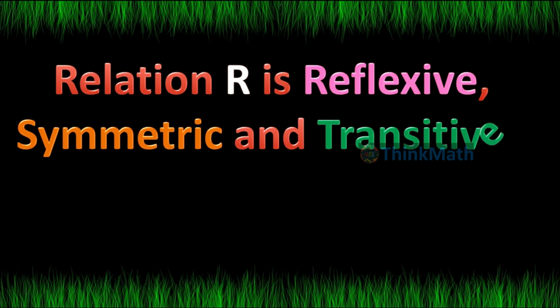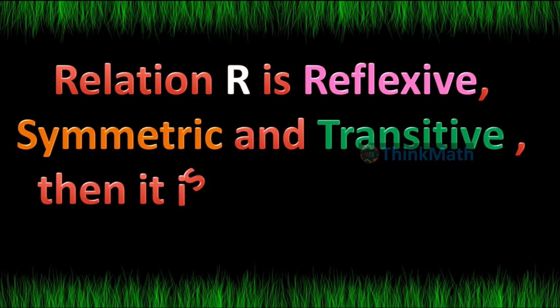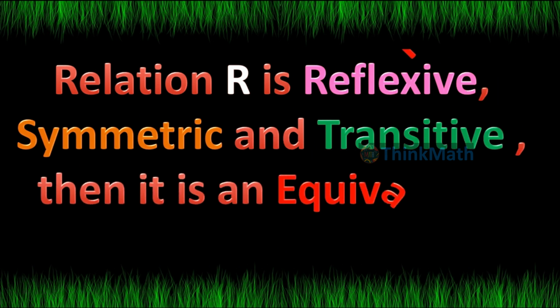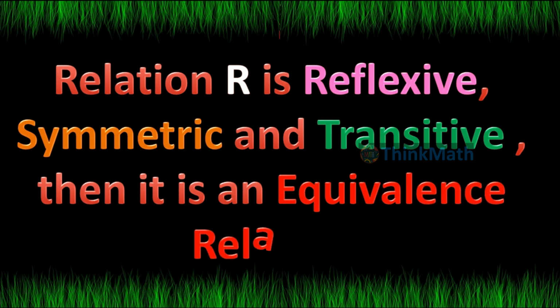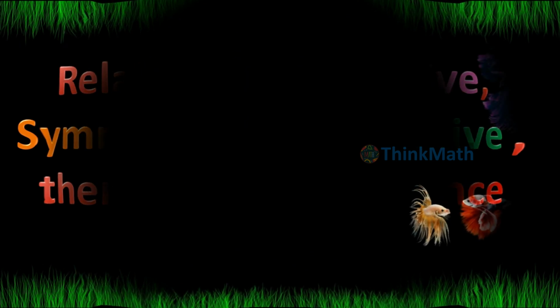If the relation R is reflexive, symmetric and transitive, then it is an equivalence relation. So any relation that satisfies the reflexive, symmetric and transitive properties is called an equivalence relation.